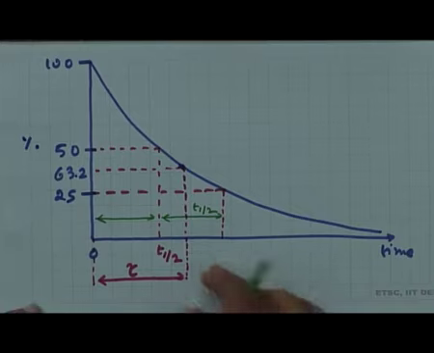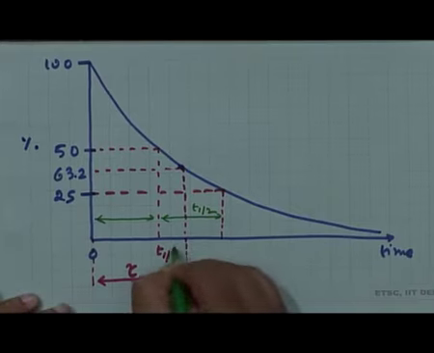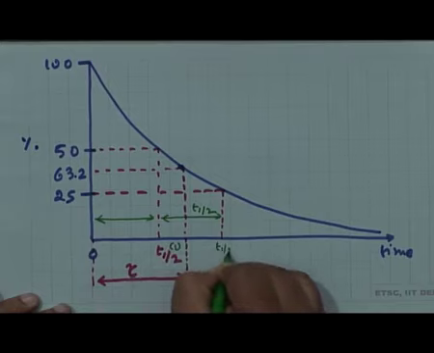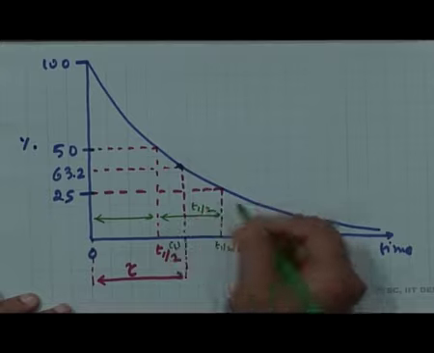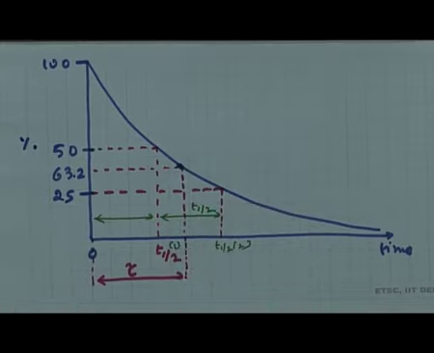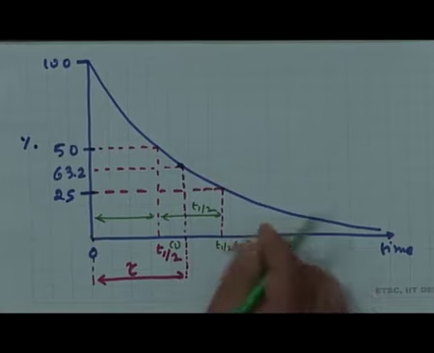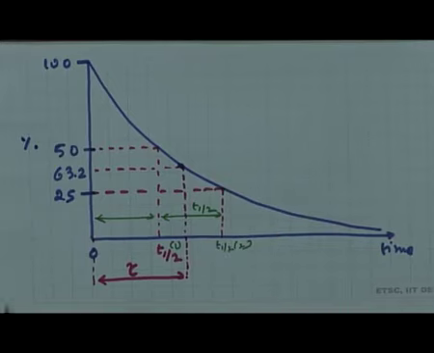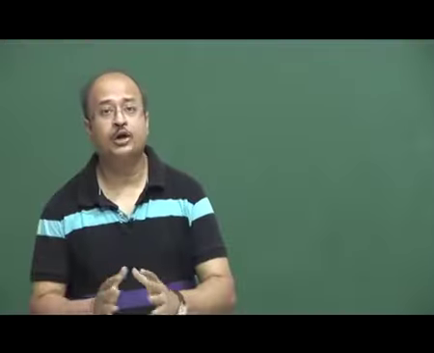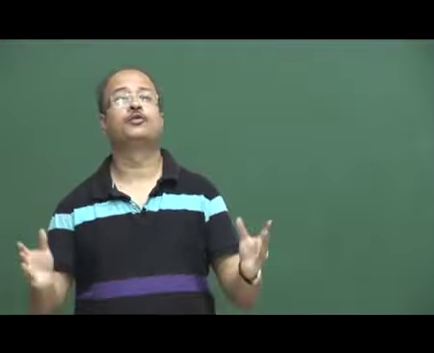Again if you go for the next, if I say this is T half 1, this is T half 2, from here to here. Then if I go to T half 3, again that stretch would be equidistant, that means they would be exactly the same. So this plot is telling you a lot of things.